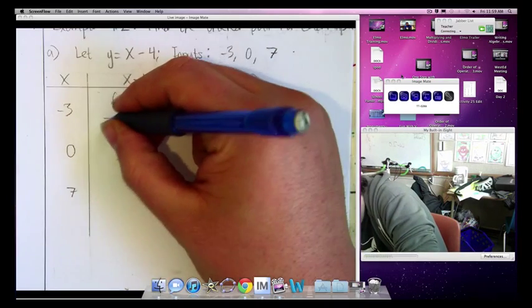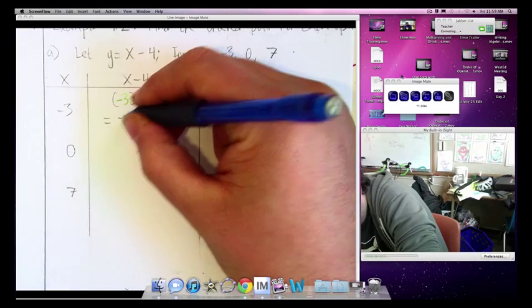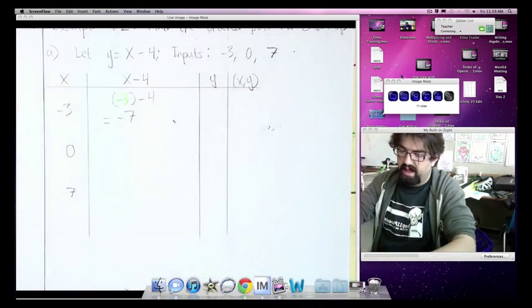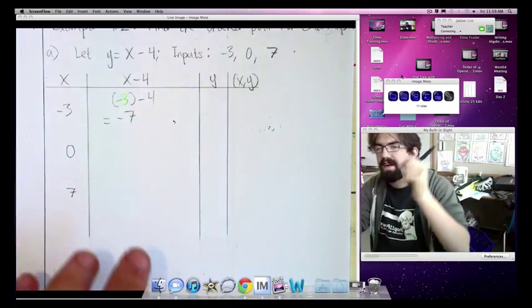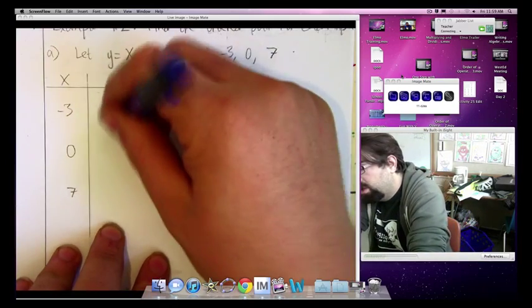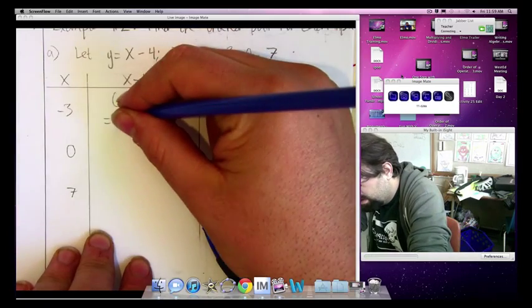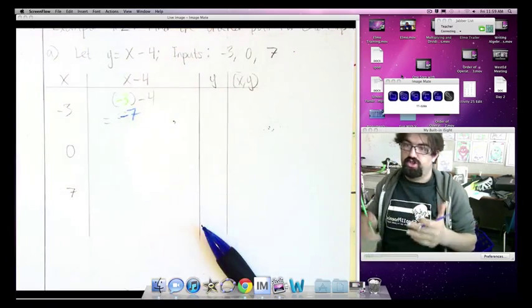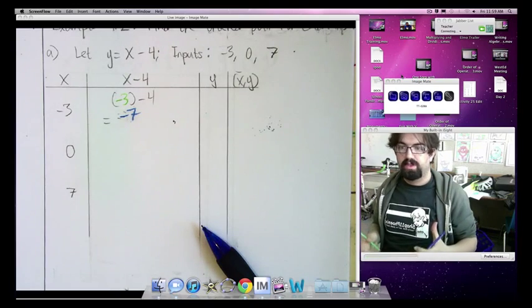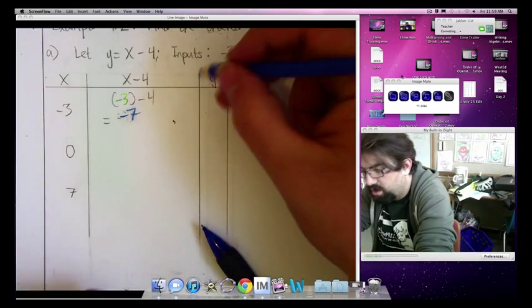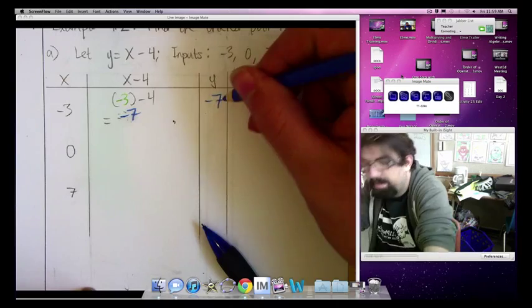-3 minus 4 is equal to -7. And when I end up with my final number right there, I'm actually going to use my blue pencil because that is the range. That's my result. Oh, then that means y must equal -7. Yep.